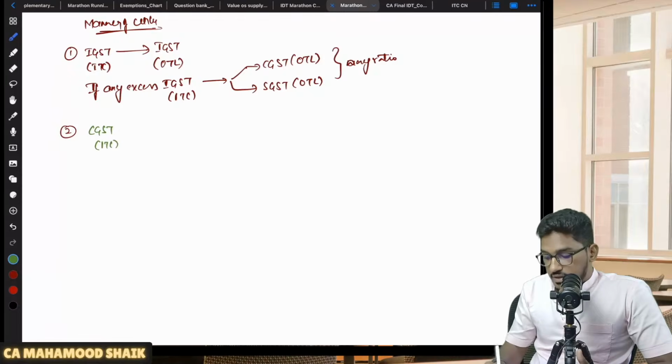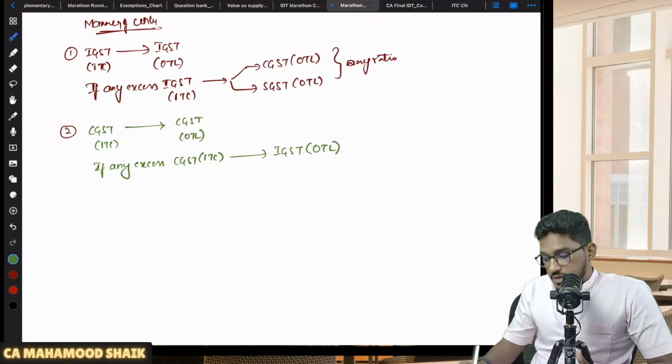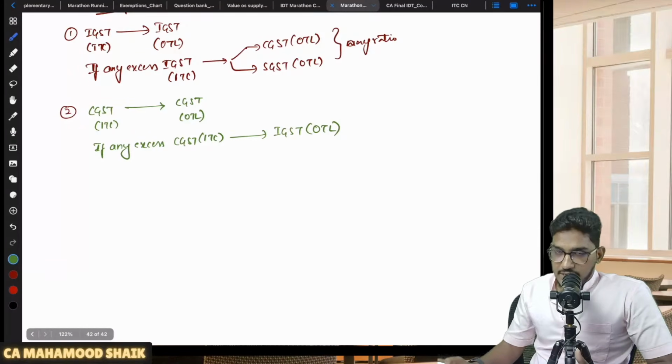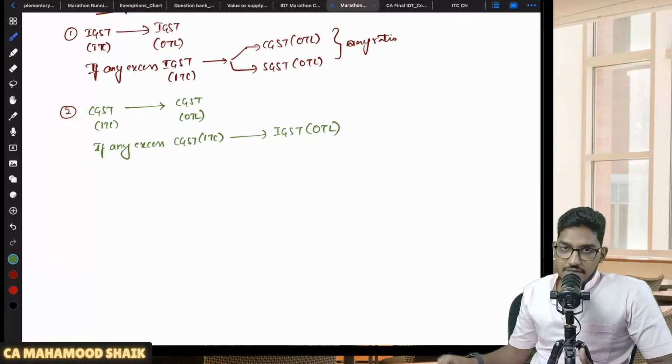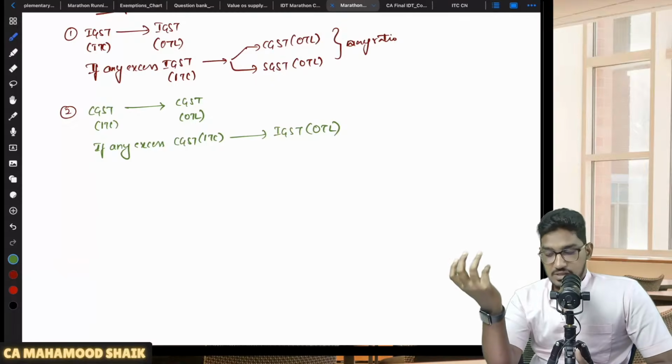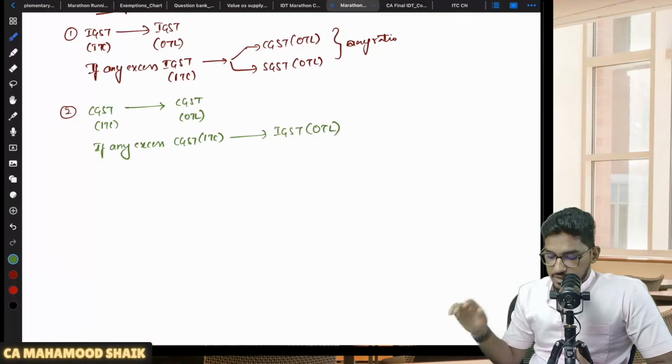CGST input tax credit must be first used for discharging CGST output tax liability. If any excess is left out, what excess is there? CGST input tax credit. If any excess is there, you must use it for IGST output tax liability. Even after using it for IGST output tax liability, if any excess amount is left out, you have to carry it forward to the next month.